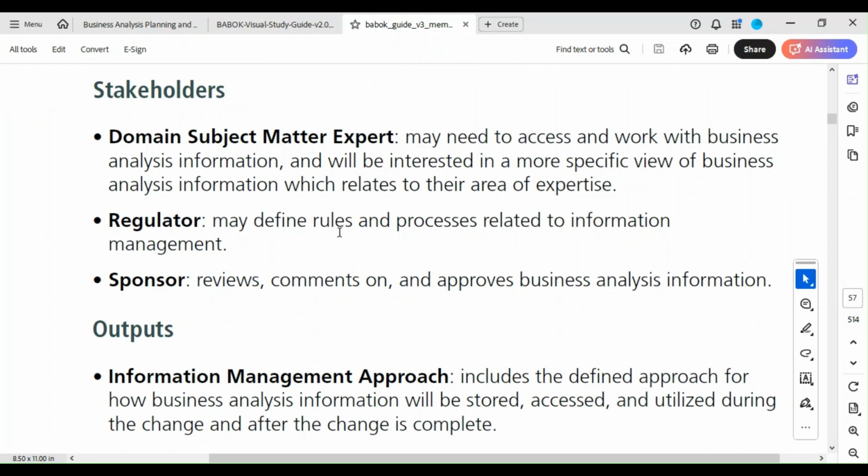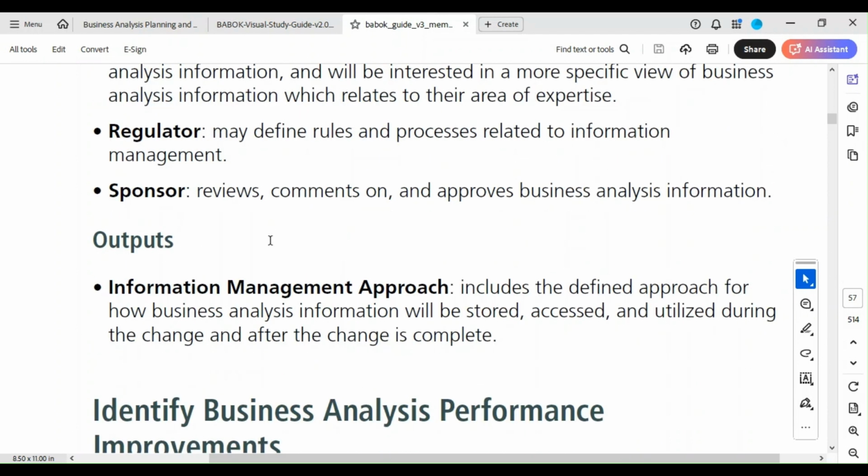Stakeholders, who do you need to consult? Who do you need to get on the table to make this happen? Domain subject matter expert, that is just me, may need to assess and work with the business analysis information and will be interested in a more specific view of business analysis information which relates to their area of expertise. Regulator, very important, may define rules and processes related to information management.